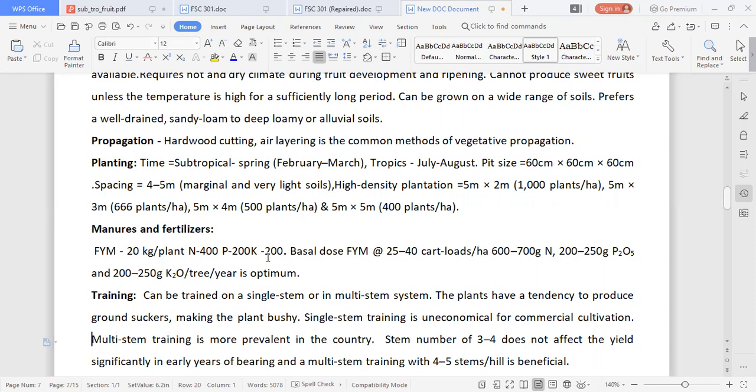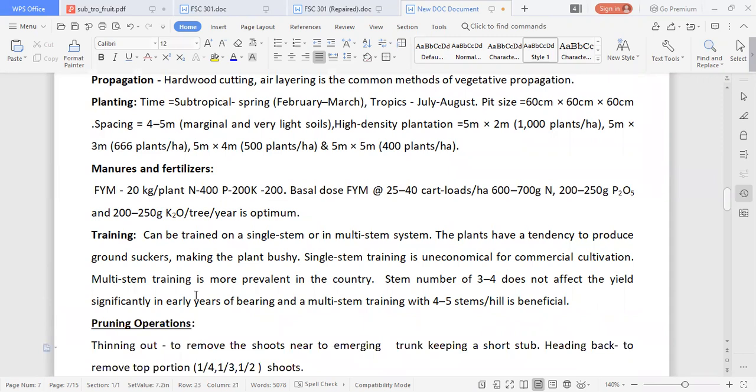Then FYM 25 to 40 cartloads per hectare. Then 600 to 700 gram of nitrogen, 200 to 250 gram of phosphorus, 200 to 250 gram of potassium per tree per year. So this is one optimum dose. Okay, so this is one optimum dose given. In that way you can give the fertilizers. By taking the ring you can give the fertilizer.